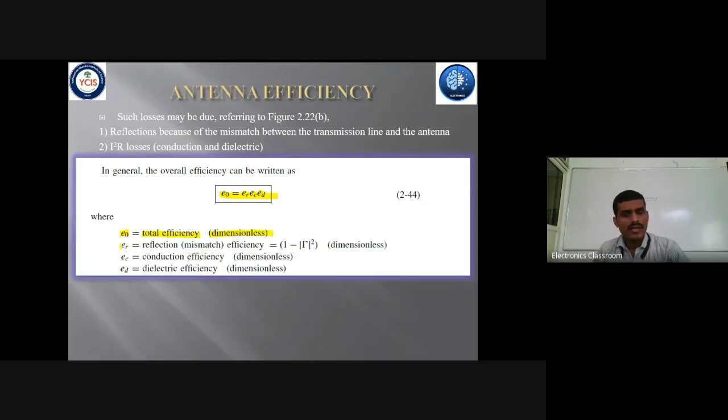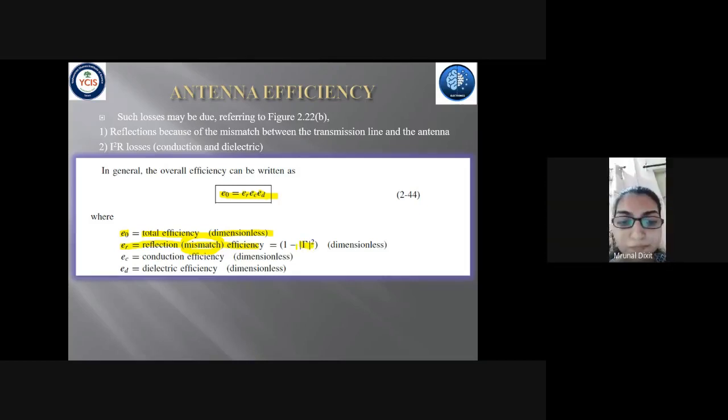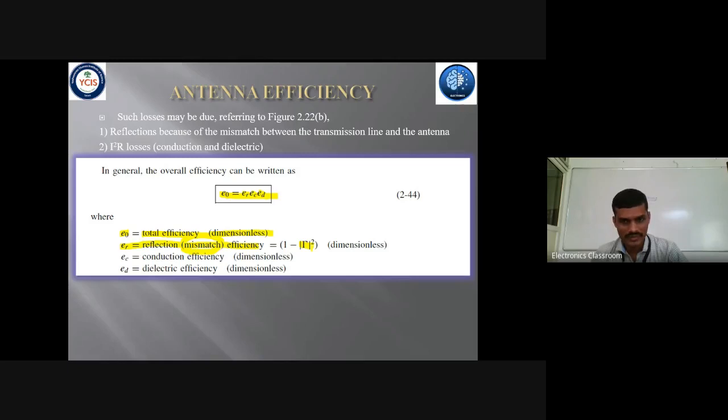Then another antenna efficiency is the reflection efficiency. It is also called the mismatch efficiency, and it can be calculated by using 1 minus tau square. Sigma तो काय स्क्वेअर आहे? हा? तो आहे ना सर, काय आहे ते? टो तो. Okay. हा. So 1 minus tau square. Is that clear? And also it is dimensionless.